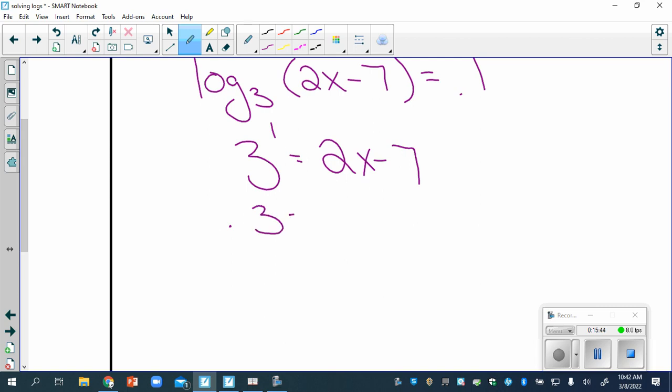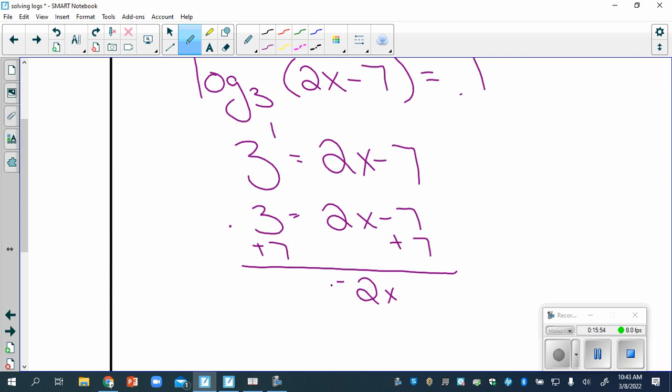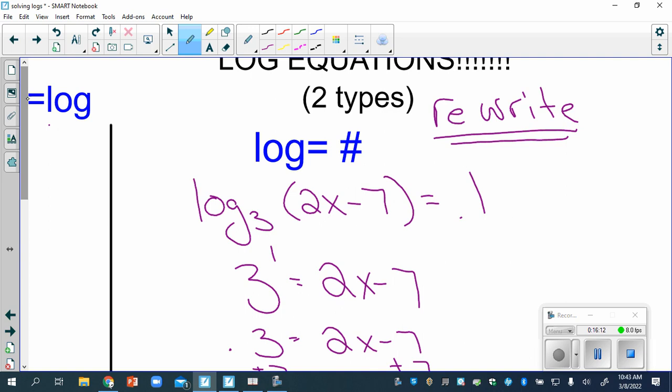So 3 equals 2x minus 7. Add 7 and add 7. 2x equals 10. X equals 5. Just from the starter. Everybody okay with that? Yeah? And now what you're saying is, Mrs. T, why are these harder? Here we go. Let's add in the properties. Ready? You're like, what? Okay.